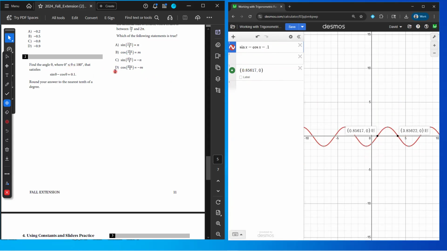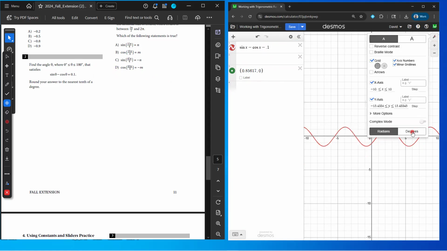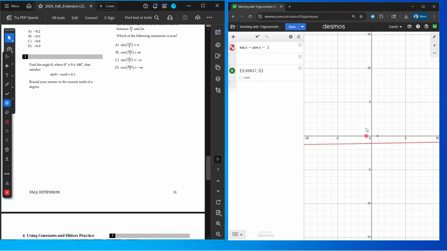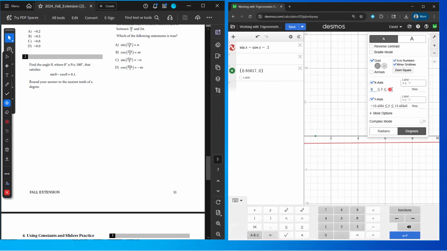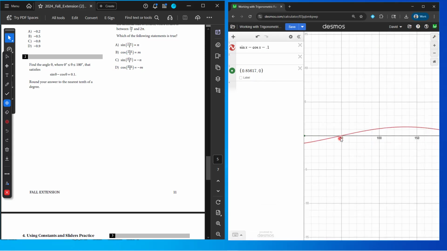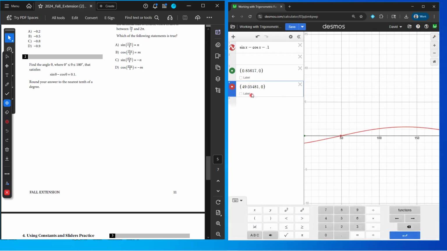We're looking from 0 to 180, so these measures might also be tricking you because these are the radian measures. So what we could do is show it in degree mode, and then you might get stuck though because it doesn't look right. But that's because the degrees are from 0 to 180. So we need to go back and change the x values to be from 0 to 180. And then we can see the angle pretty quickly. It's 49 degrees right there.